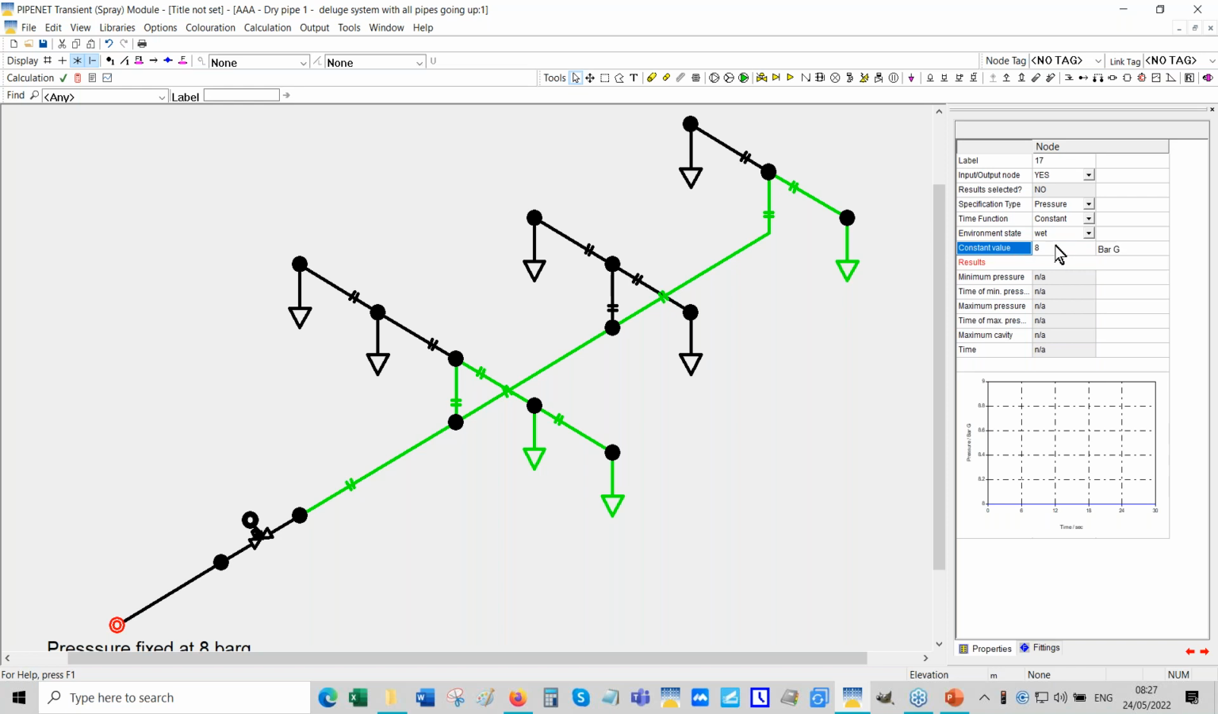Nevertheless, we're assuming there is 8 bar gauge fixed, the valve opens, that remains at 8 bar, and the system gets flooded. And we can see how the pipes get primed one by one, and then the nozzles discharge one by one. So let me run it.